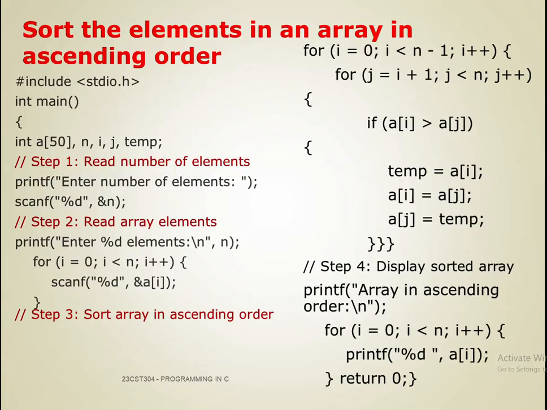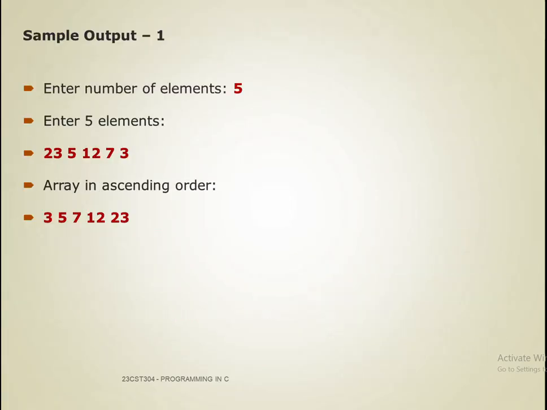Now let us learn sorting. Suppose the input is 23, 5, 12, 7, 3. We want to sort it as 3, 5, 7, 12, 23. Sorting means arranging the elements in a particular order. Here we are using ascending order.